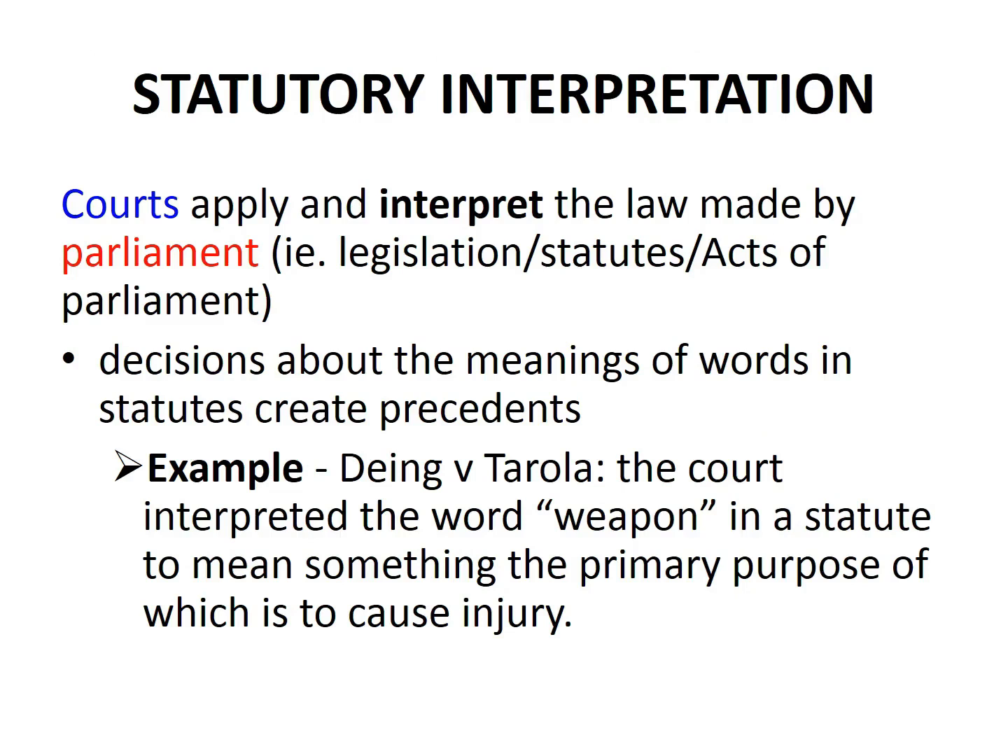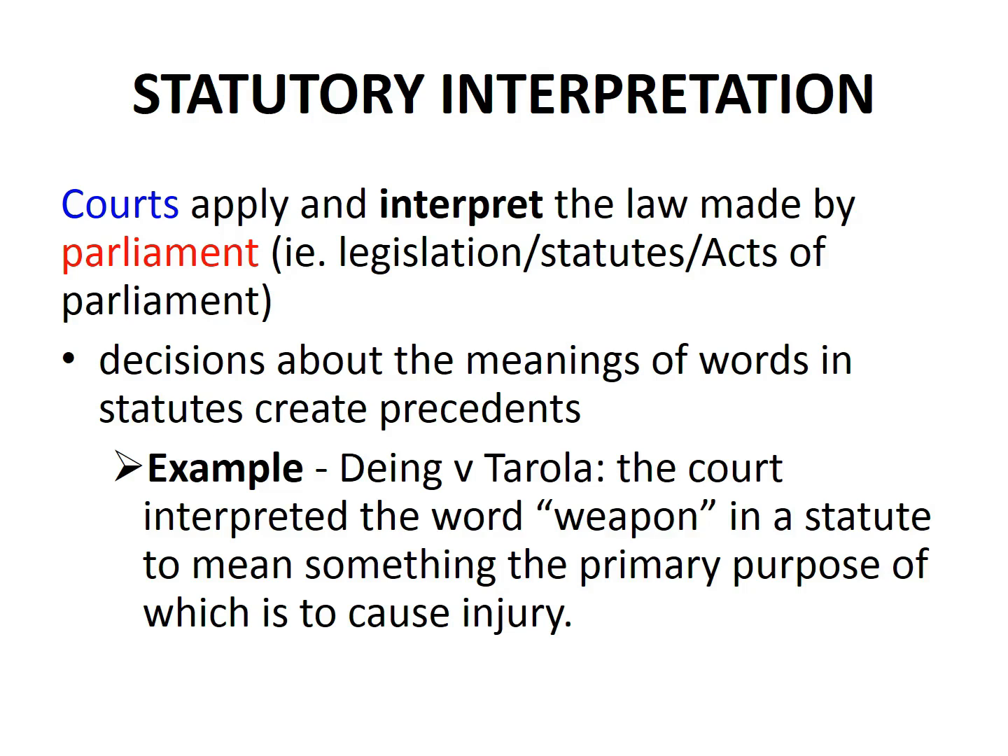The first relationship between Parliament and the courts is that courts apply and interpret the law made by Parliament. That is, courts interpret statutes. A court will need to do this where the meaning of words in a statute is ambiguous, that is, where those words have more than one possible meaning, or where the application of the statute to the case before the court is unclear. A consequence or effect of statutory interpretation is that the court gives meaning to the words in the statute. And the meaning that the court gives to those words might create a precedent.